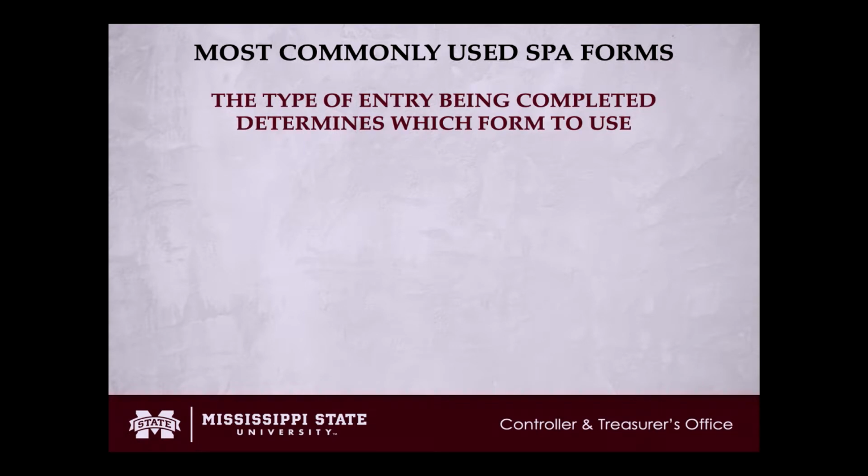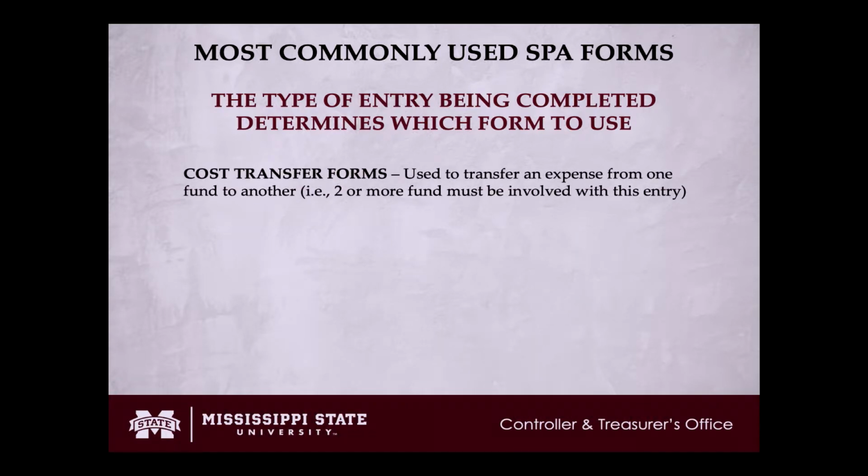So let's talk for a few minutes about the various sponsor forms or SPA forms. The type of entry being completed determines which form to use. So this is critical. This tells you which form to use. It is determined by the type of entry that you're completing.